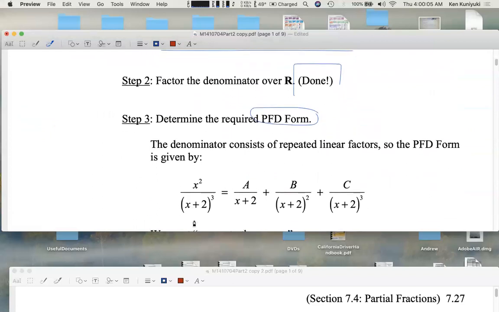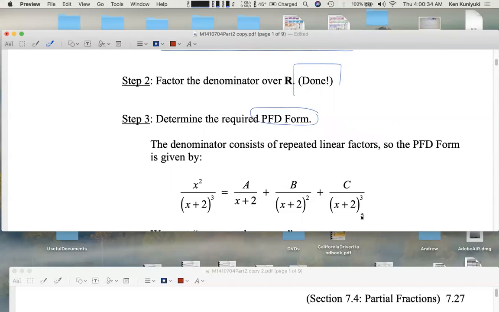All right, repeated linear factors, we run up to the power. Remember, A, B, and C represent real numbers that are unknown at this point. We run up to the power. A over x plus 2, all to the first basically, plus B over the square of x plus 2, plus C over the cube of x plus 2. That's what I mean by running up to the power. If we had a fourth power down there, we'd have another fraction with the fourth power down there.